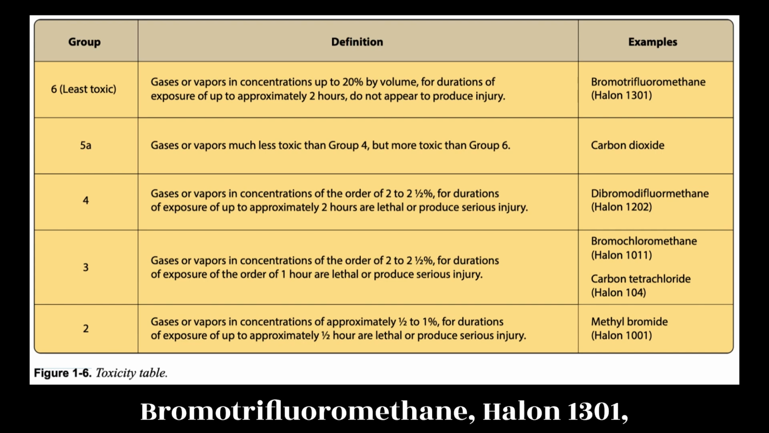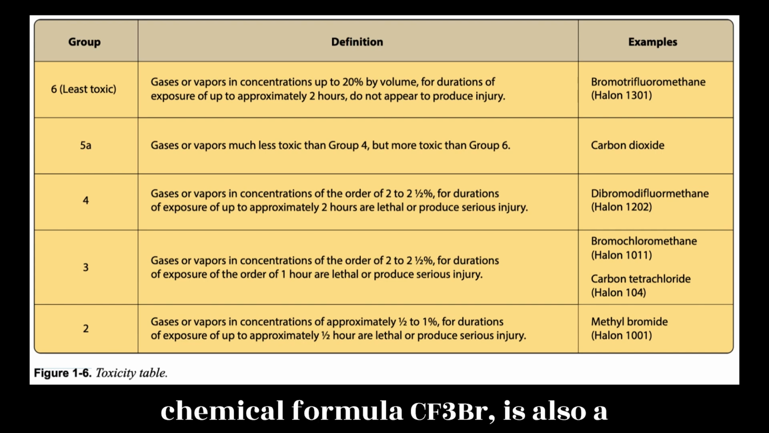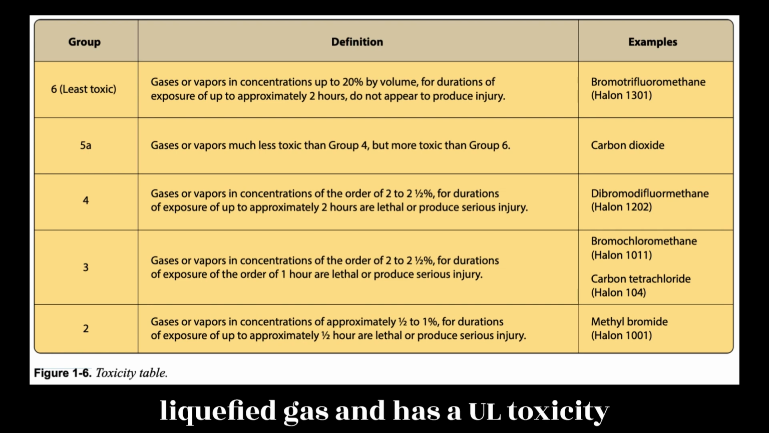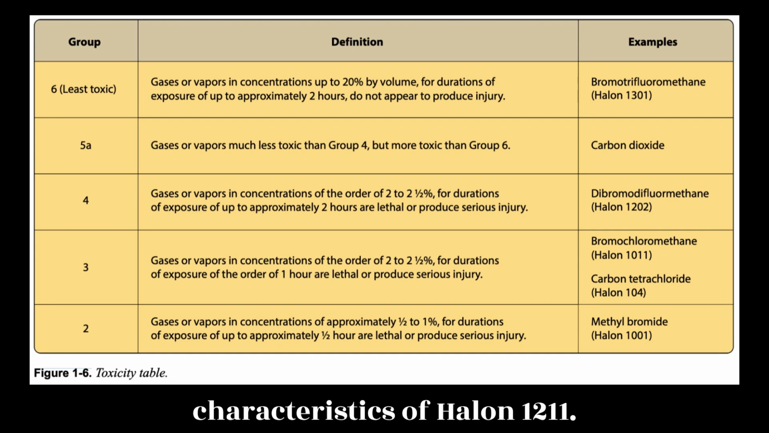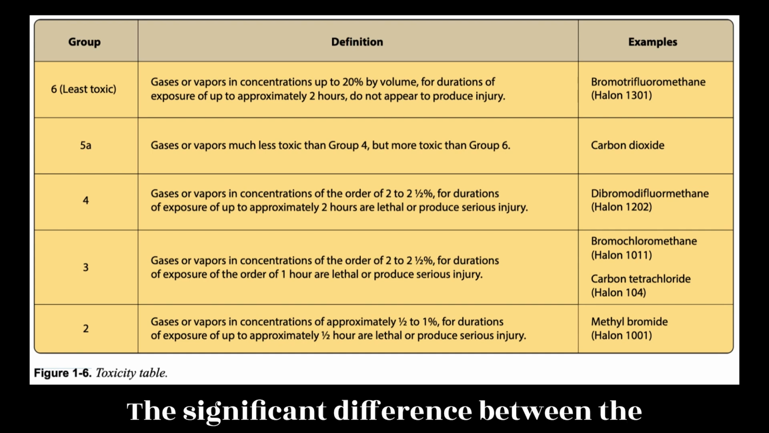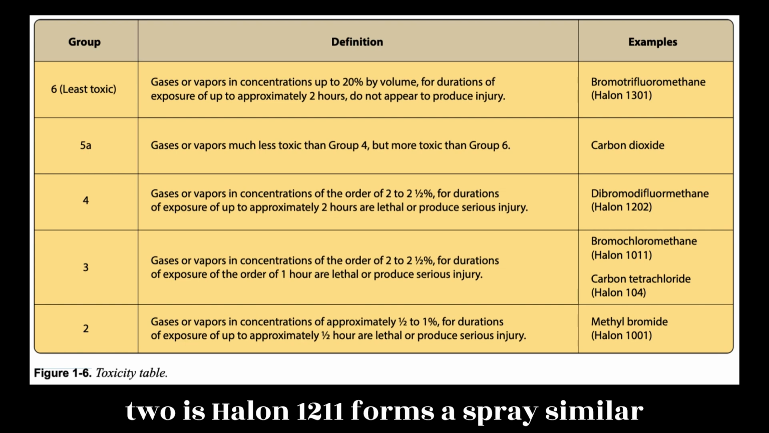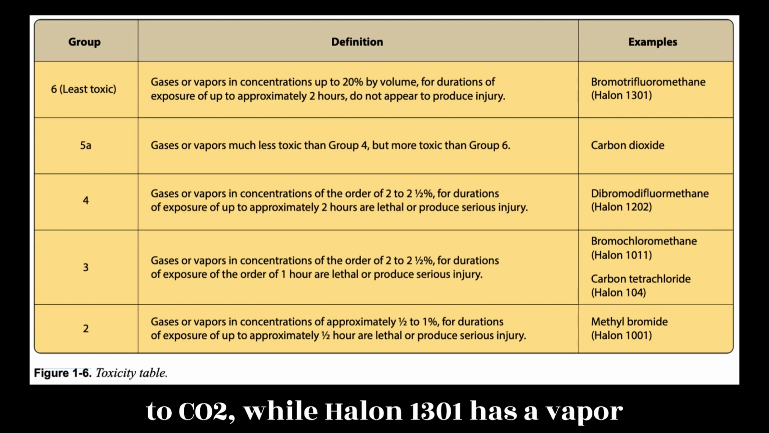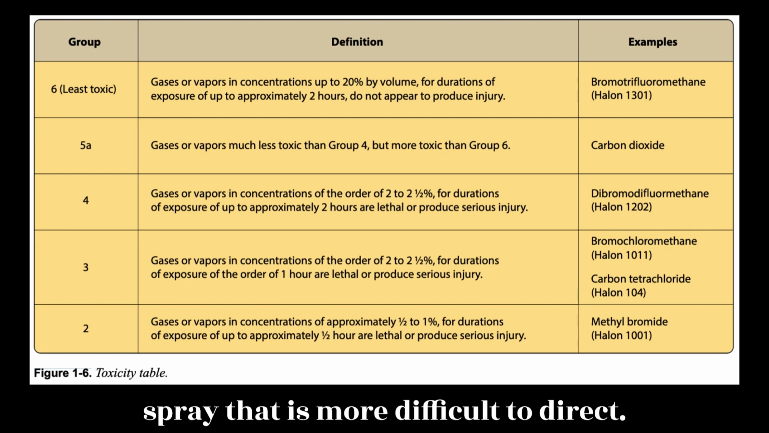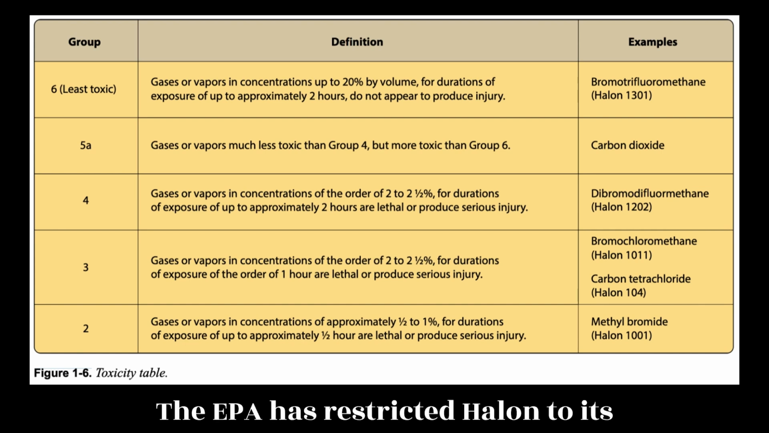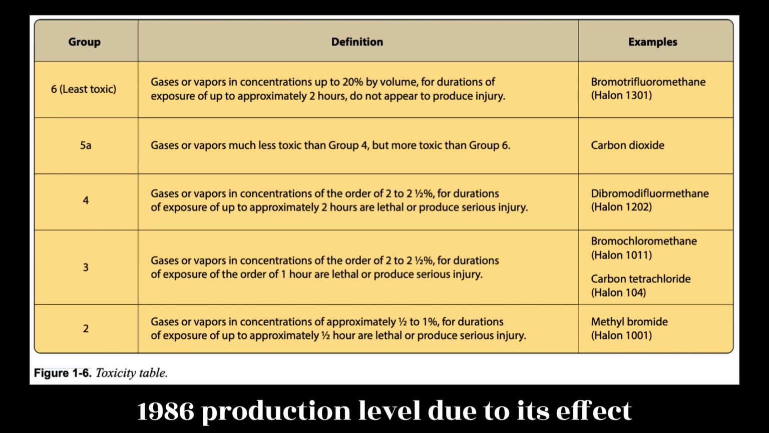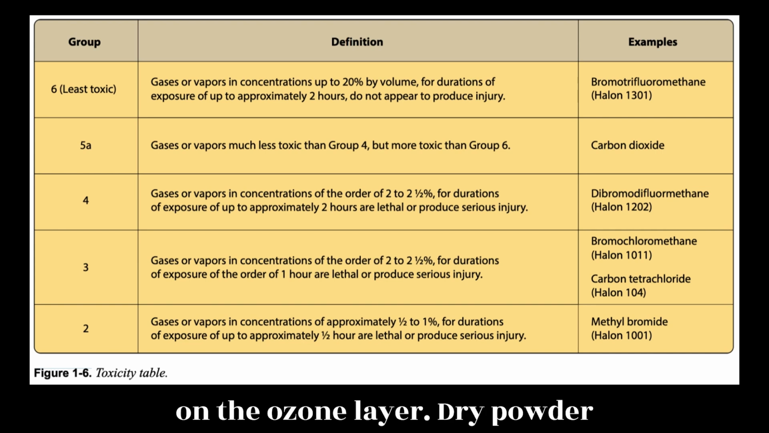Bromotrifluoromethane, halon 1301, chemical formula CF3Br, is also a liquefied gas and has a UL toxicity rating of 6. It has all the characteristics of halon 1211. The significant difference between the two is halon 1211 forms a spray similar to CO2, while halon 1301 has a vapor spray that is more difficult to direct. Note, the EPA has restricted halon to its 1986 production level due to its effect on the ozone layer.